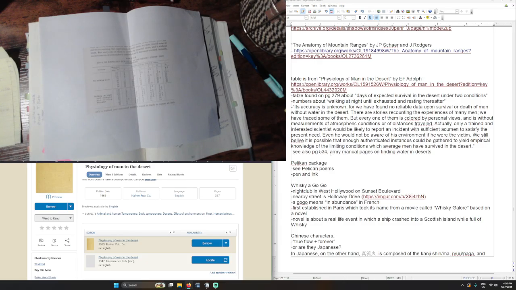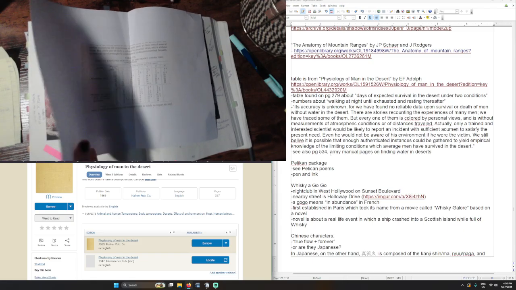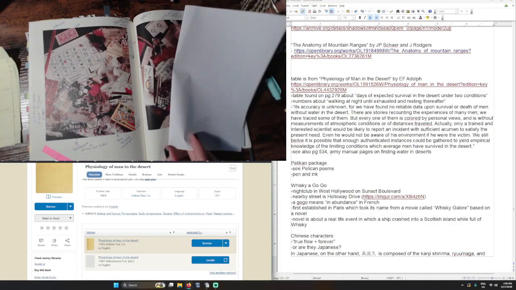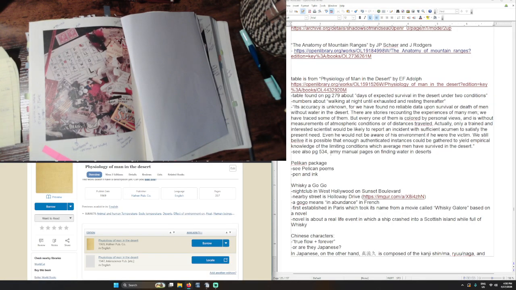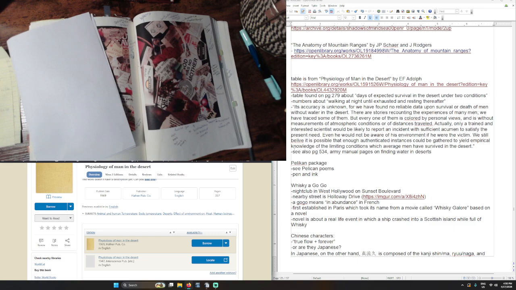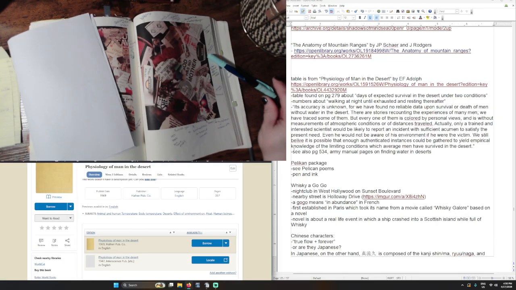and also page 534, which references Army manual pages. The page that it references is about finding water in deserts. We also have right here a label for the pelican pens. We just went through the pelican poems.